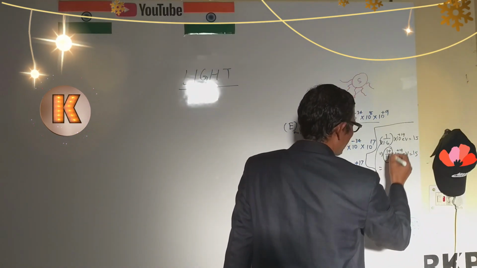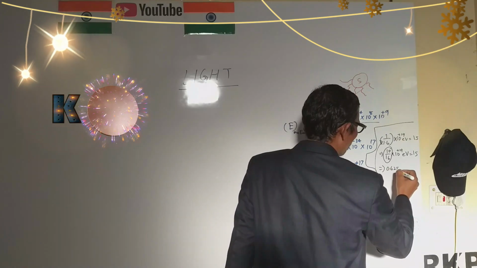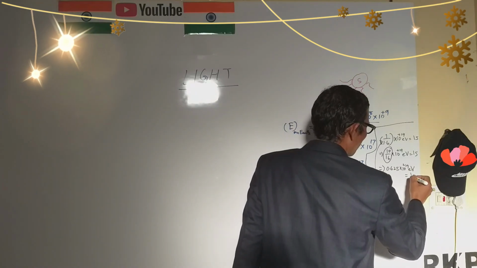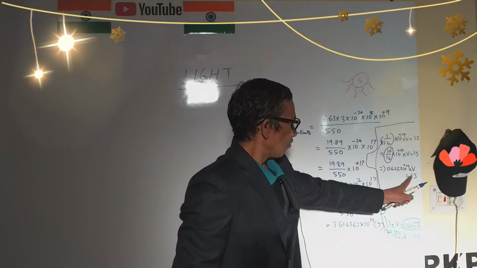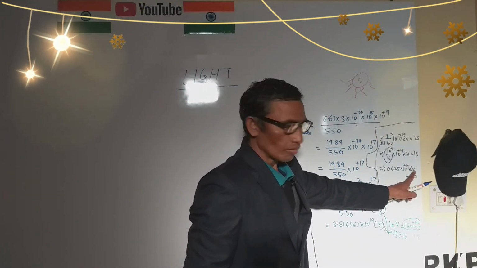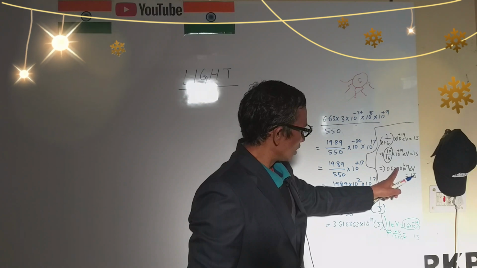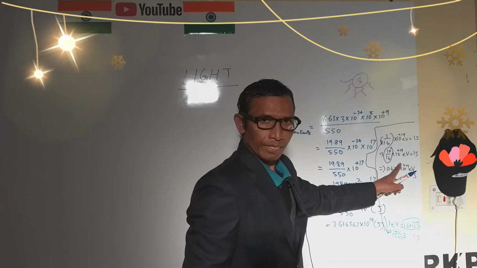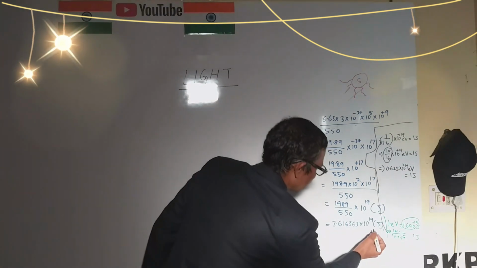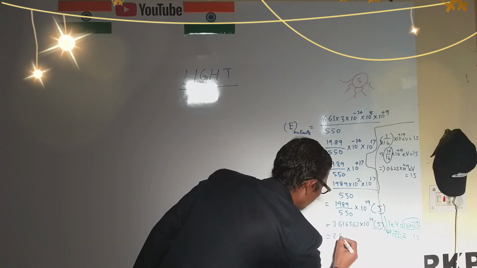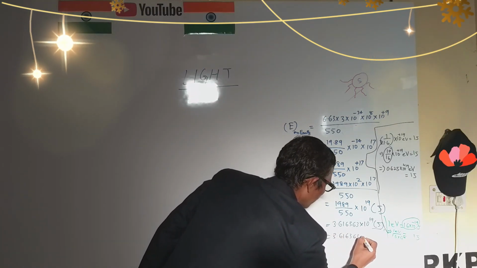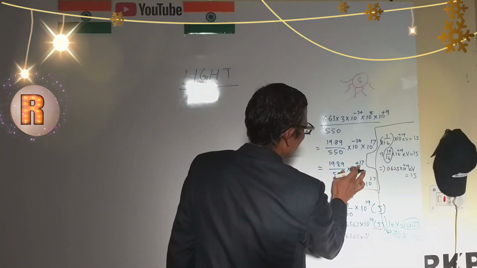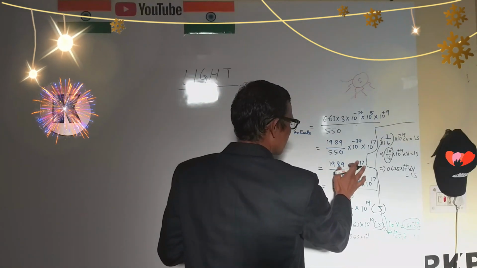And when we divide this, we get 0.625 into 10 to the power plus 19 electron volt. This is 1 joule. We put the value of 1 joule. How much is 1 joule? 0.625 into 10 to the power 19 electron volt. Here 3.616363 into 10 to the power plus, here is minus 19. Okay, this is minus.